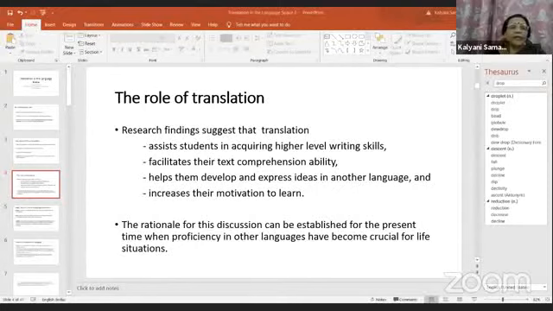The rationale for this discussion can be established for the present time when proficiency in other languages has become crucial for life situations. As everyone knows, this is common knowledge. All of us know about the needs for language proficiency in many different languages. Because nowadays youngsters and adults go for jobs in many different countries, even inside a diverse country like India, where many different languages are used.